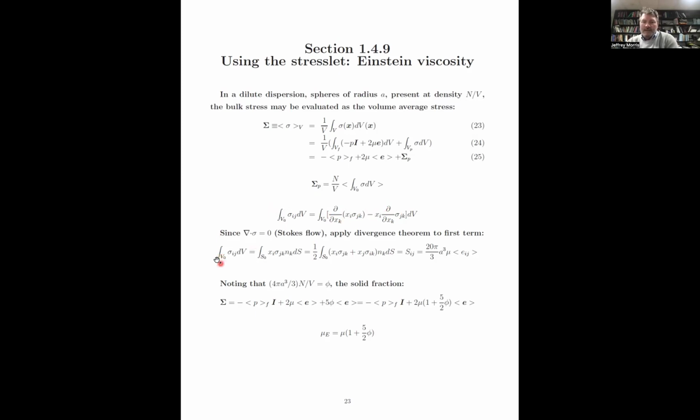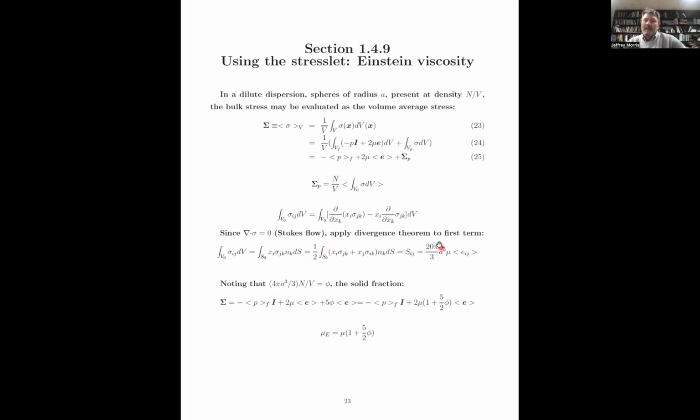And what you get then is that the integral of this sigma ij over the volume of the particles, because the divergence of the stress here, so this term is the divergence of the stress, that's equal to 0. So I only have this other one where the divergence theorem allows me to write that as a surface integral. So this term is then turned into the surface integral. And that surface integral, when I symmetrize it, I get the stresslet.